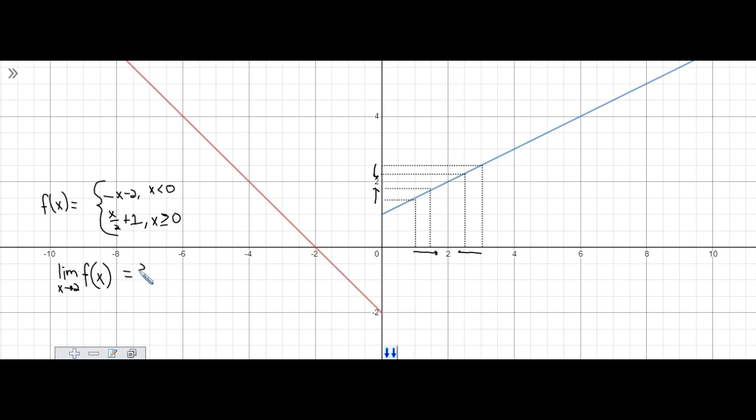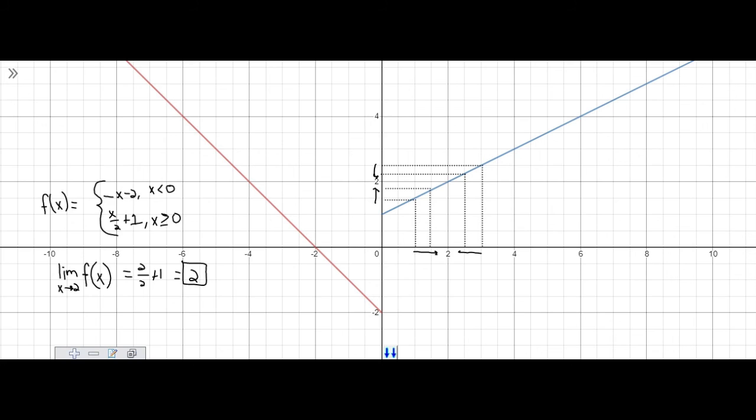So just to be safe, we're going to plug in 2, and 2 is greater than or equal to 0, so we're going to use the bottom half of the piecewise function and get that the limit as x approaches 2 of f of x is 2 over 2 plus 1, which is 2. And remember, this is why solving limits graphically is a little tricky, because you're not actually solving them with the graph. You're using the graph to figure out how to solve them, right?